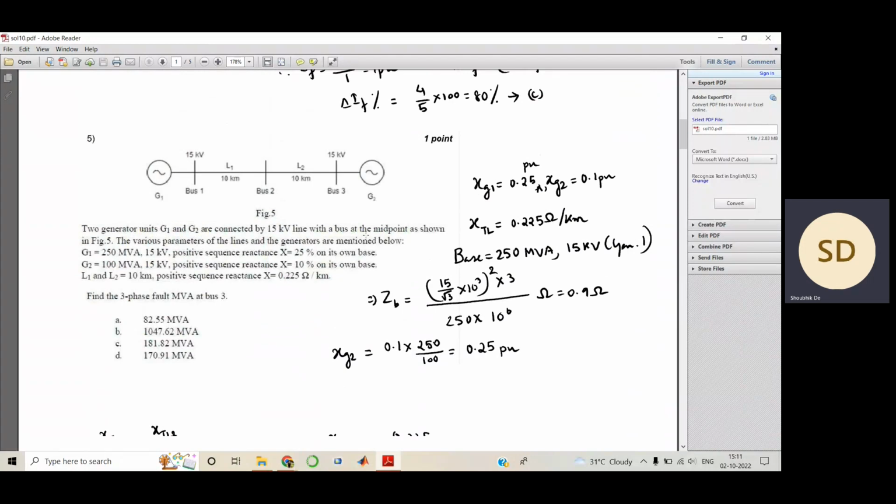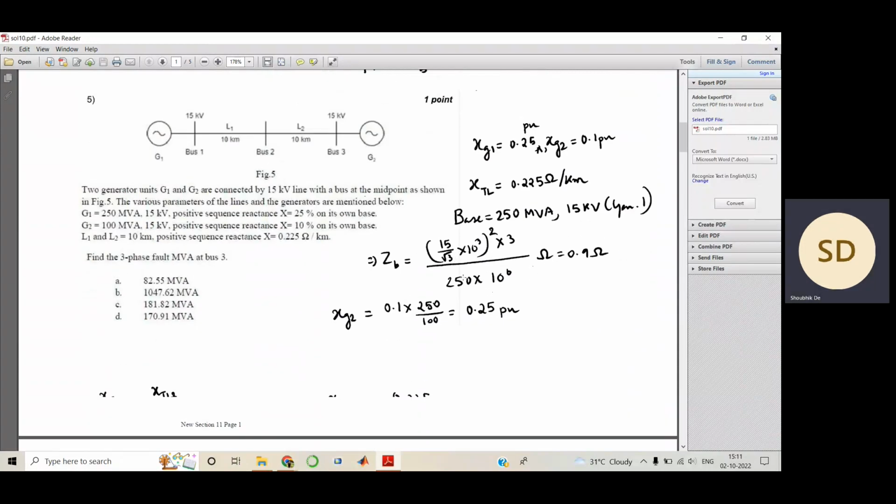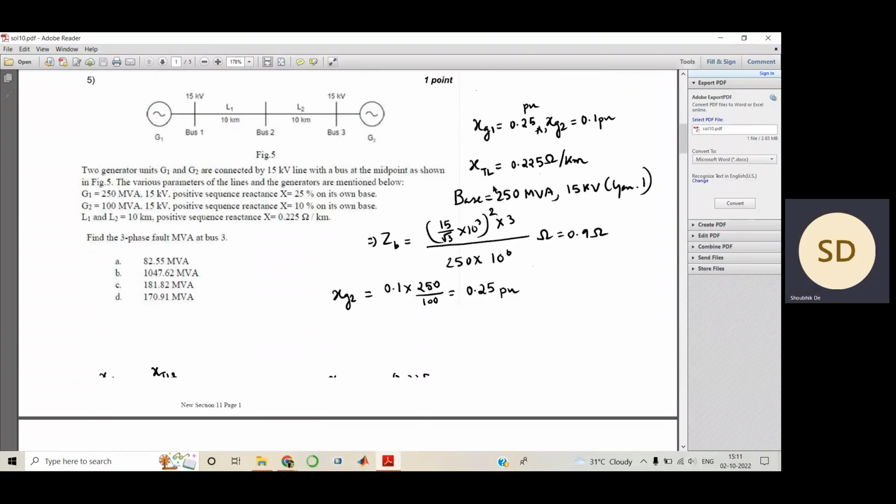First of all, we have to convert all the reactances to a particular base. For that purpose, I have considered base MVA to be 250 and base kV to be 15 kilovolt. So the base reactance would be V squared by the power rating, right? When we do it, we get it to be 0.9. Now ZB was calculated because your positive sequence reactance was given in ohms, so we have to convert it into per unit. That is why I found ZB.